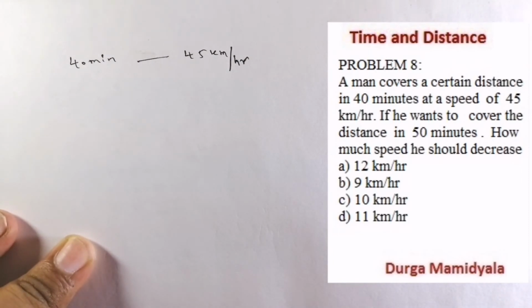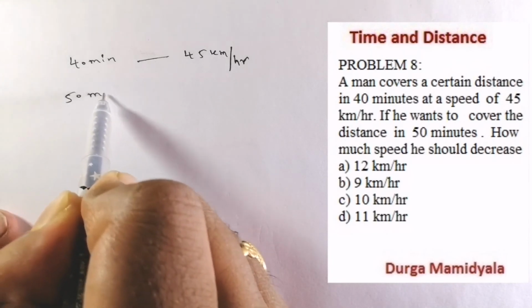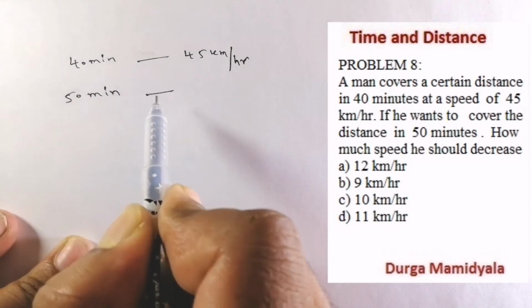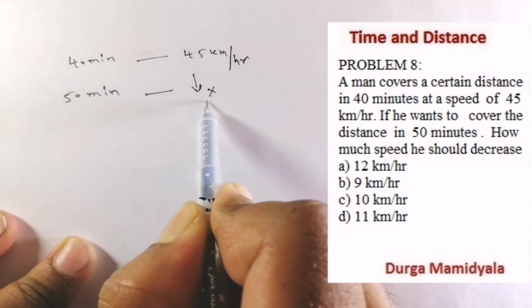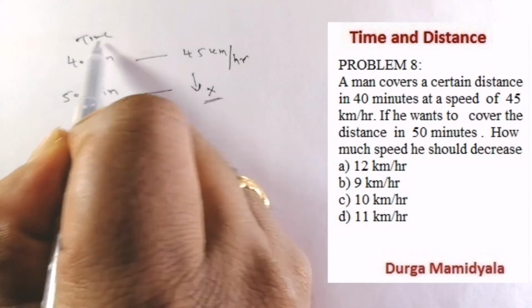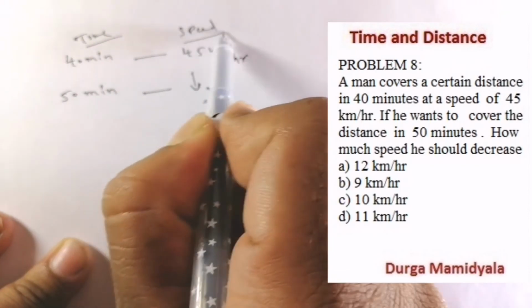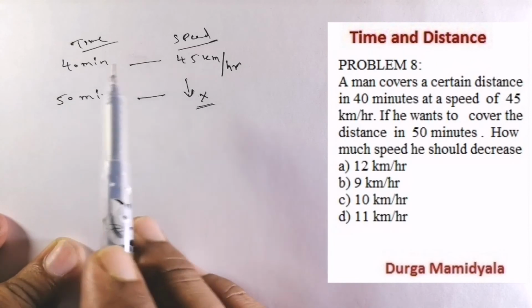If he wants to cover the distance in 50 minutes, how much speed should he decrease? So suppose you want to cover this particular distance in 50 minutes, what speed should he decrease? So that is the question, right? What I have been given is the time and the speed, and we know the distance is constant.